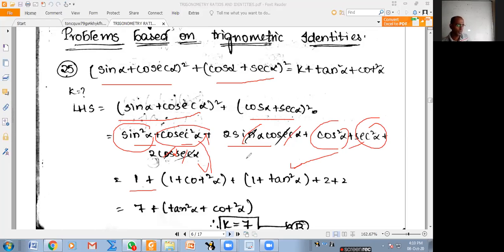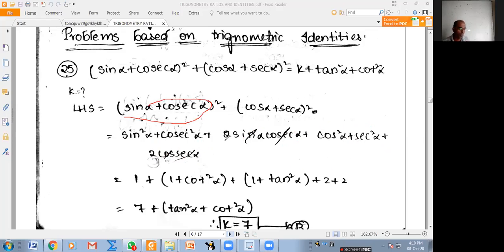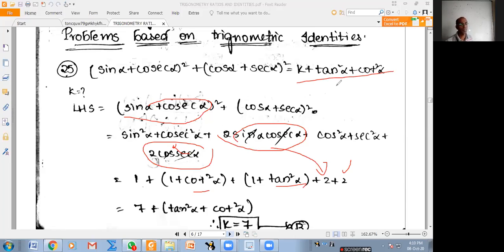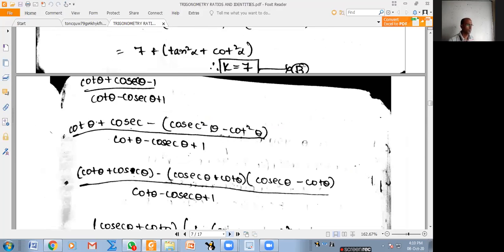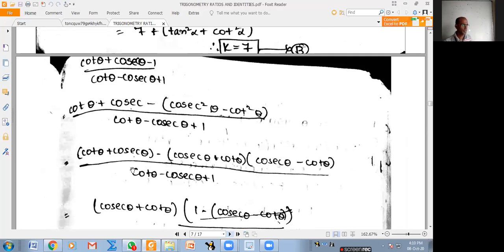This will become plus 2. This also will become plus 2. That is this 2 here and 2 here. So when you take a plus b whole square formula, the 2ab term became 2. This also 2 into cos alpha into secant alpha, that is also cos alpha secant cancel. So finally we got tan square alpha plus cot square alpha plus some number. That is the answer anyway. They want something plus tan square alpha plus cot square alpha. Okay, I guess this must be 27.